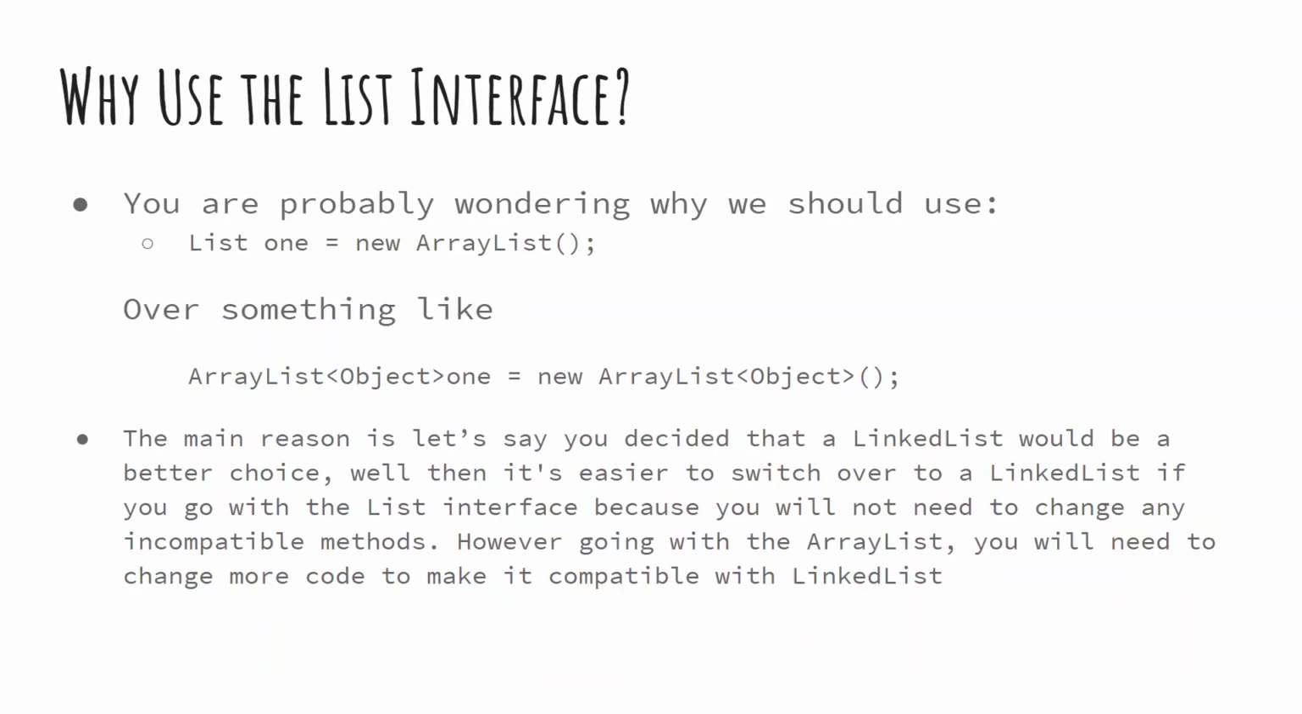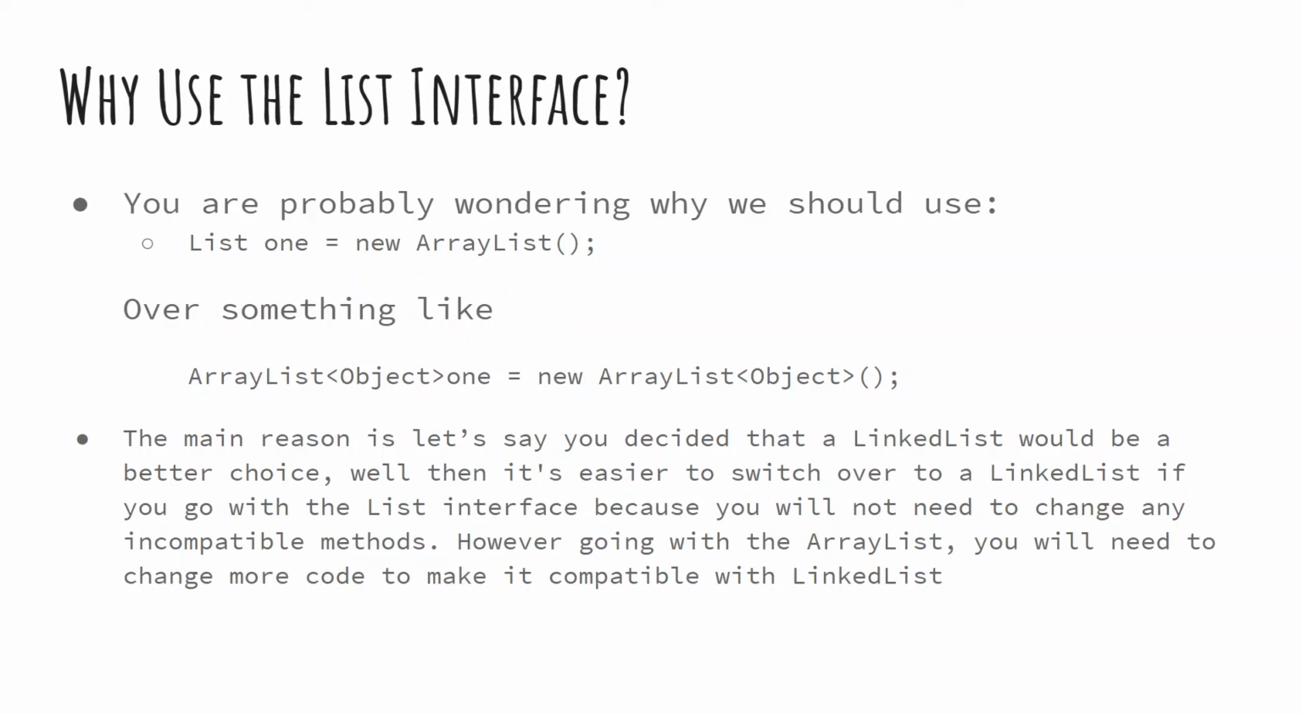And so you're probably wondering, why are we using the list interface? Why are we doing list1 = new ArrayList over something like ArrayList1 = new ArrayList? Well, the main reason is that let's say you want to use a LinkedList, but you've already used an ArrayList. By doing it the first way, all you'll need to replace is ArrayList with LinkedList. However, if you do it the second way, you'll have to replace both of the ArrayList, but you'll also have to replace all of the incompatible methods with the LinkedList class.